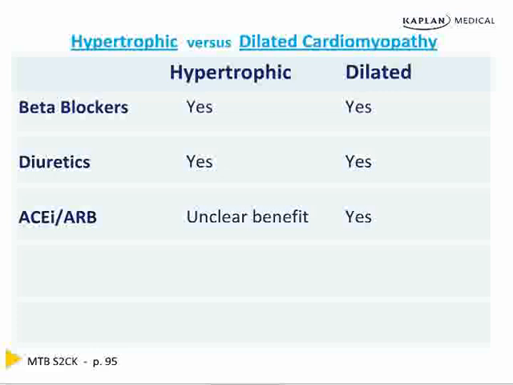The biggest clear differences is that spironolactone doesn't help hypertrophic cardiomyopathy, but spironolactone definitely helps dilated cardiomyopathy, and digoxin doesn't help hypertrophic cardiomyopathy, and digoxin may not lower mortality in dilated, but it certainly decreases symptoms, so it helps.